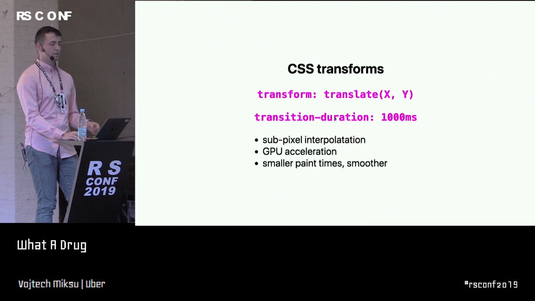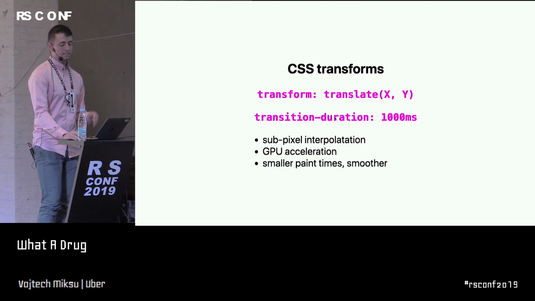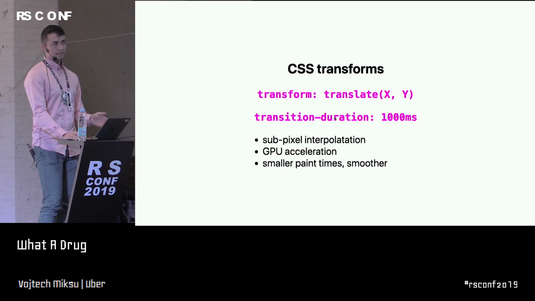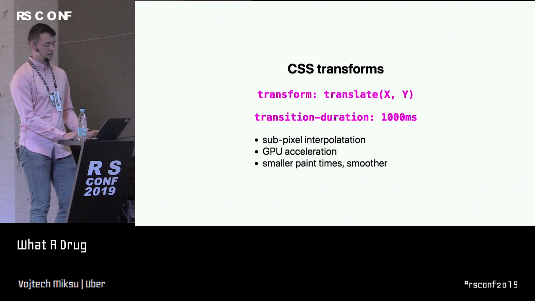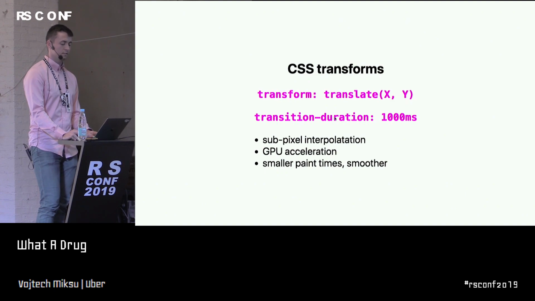Fortunately, there is a much better solution. You can use CSS transformations. And there is this property called transform translate. So you can use that instead of left and top. There is also transition duration that you can use for animating the whole transformation over time. It's GPU accelerated, so it's very efficient, and it looks smoother too.